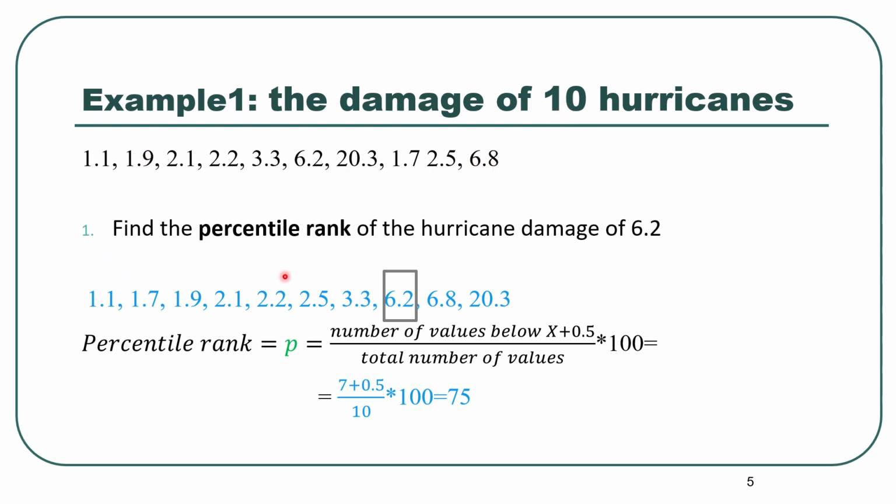It would be 10. So 7 smaller than 6.2, plus the half in the formula, dividing over how many data values you have, and multiplying by 100, gave us 75. So this means this hurricane damage, which is 6.2, was higher than 75% of these 10 hurricanes. It is actually the 75th percentile. It represents the 75th percentile.